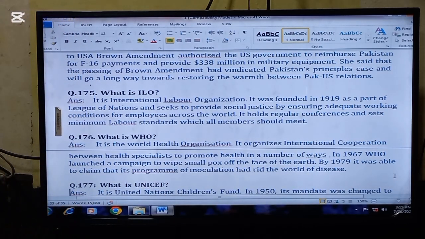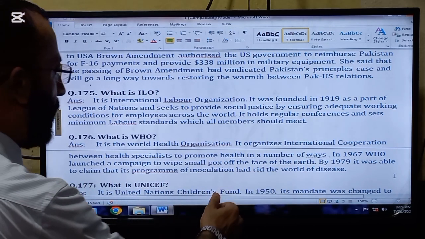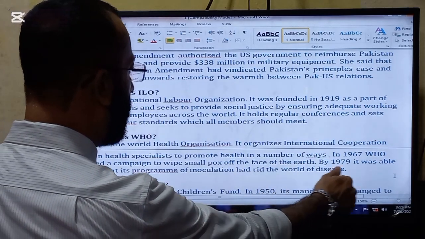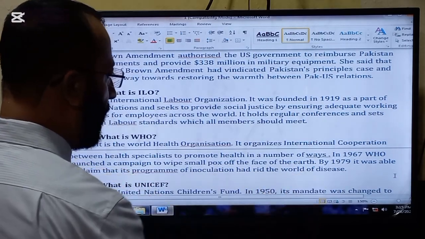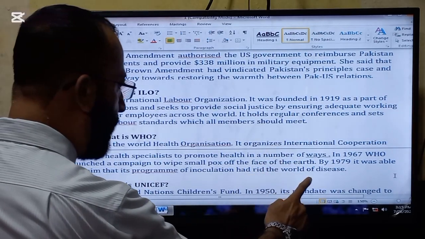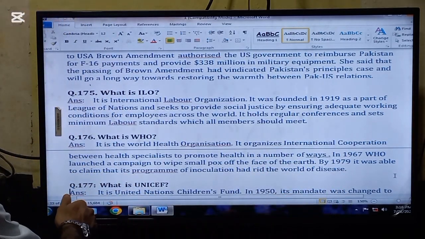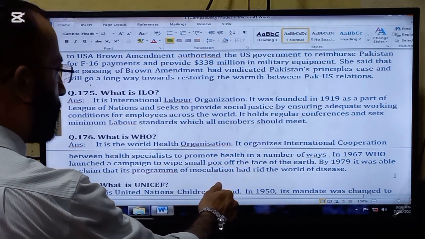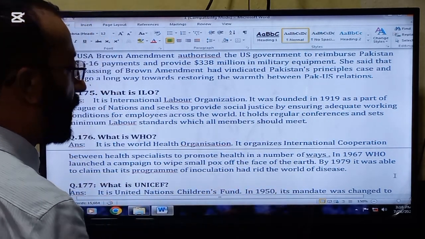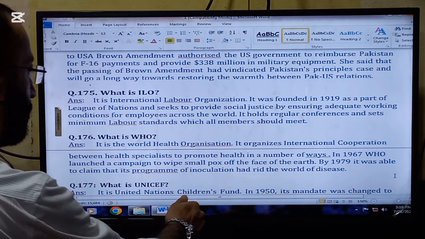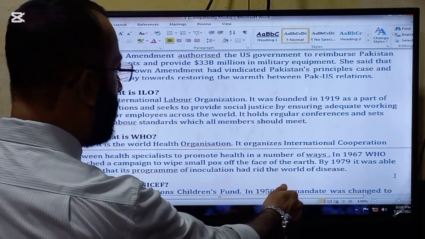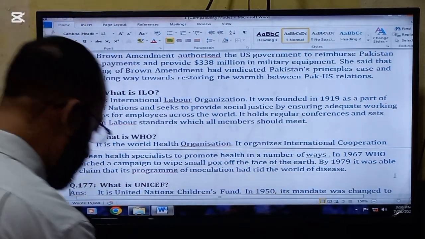The next important question for today is, what is WHO? It is the World Health Organization. It organizes international cooperation between health specialists to promote health in a number of ways. In 1967, WHO launched a campaign to wipe smallpox off the face of the earth. By 1979, it was able to claim that its program of inoculation had rid the world of the disease.